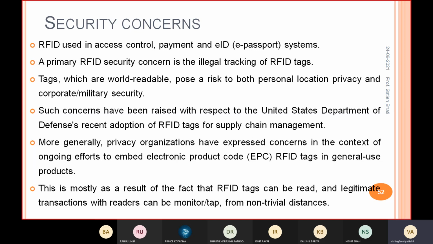So there is one problem with RFID: it can be read from some distance, if you have not provided the security. And if the RFID tag is an active kind of tag, then you can not only read, you can also write the information. So you can change the information which is inside the RFID tag. That may happen.